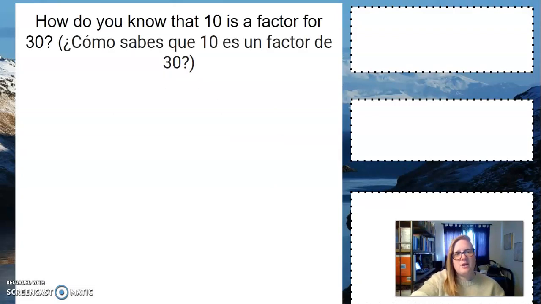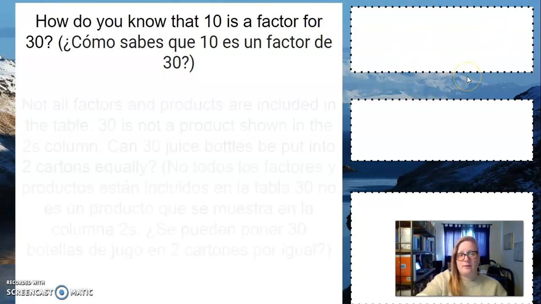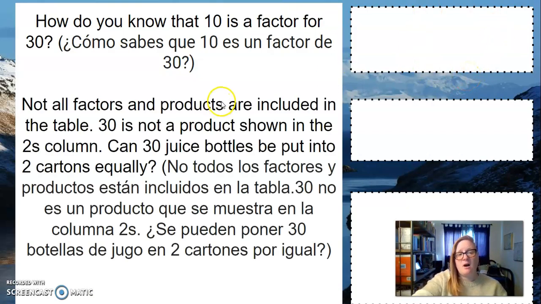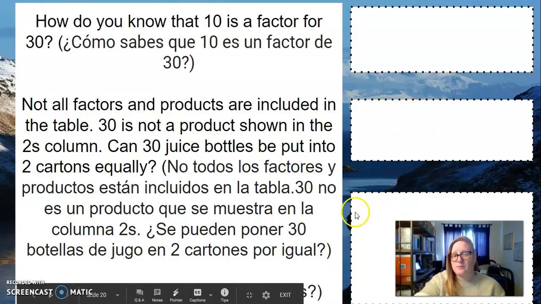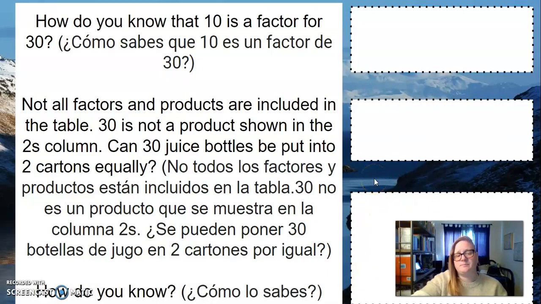Okay, how do you know that 10 is a factor for 30? You let me know right here. Not all factors and products are included in the table. 30 is not a product shown in the 2's column. Can 30 juice bottles be put into 2 cartons equally? Put your answer right here. And how do you know? Put your answer right here.